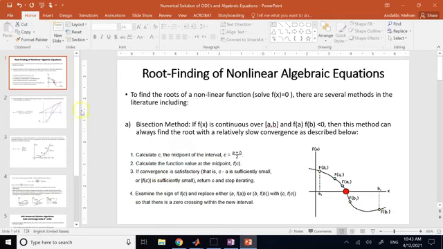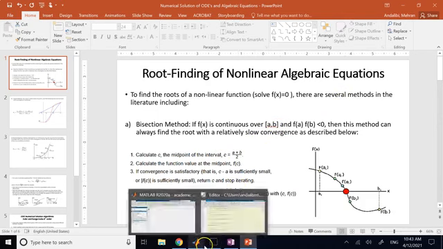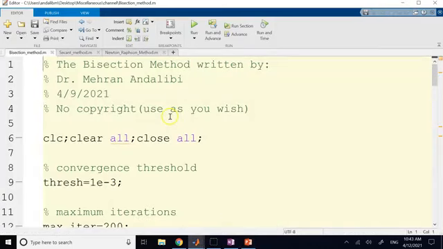So the algorithm looks very simple, and here I have written a MATLAB code that finds the root for any function that you type in with a range, and it also animates it. Let me show you that. So here is the code that I wrote, and I'll try to share it with you later. And there is no copyright on it.